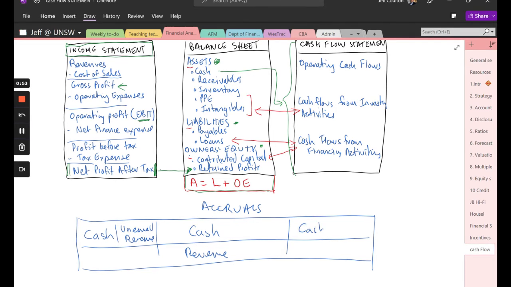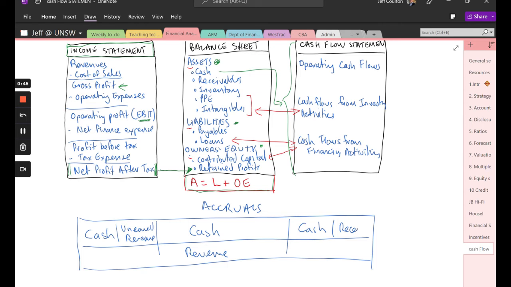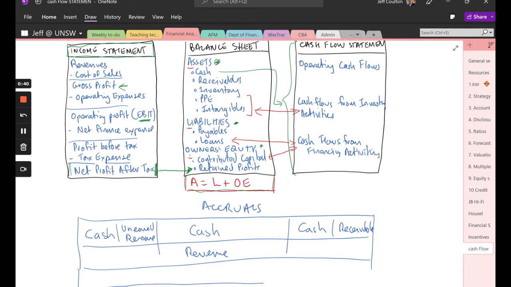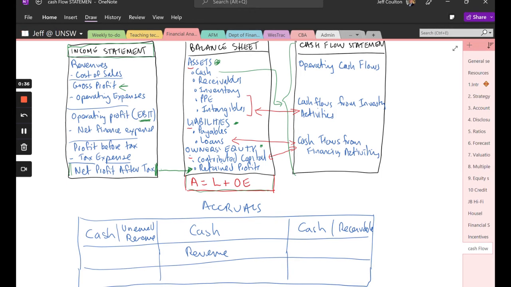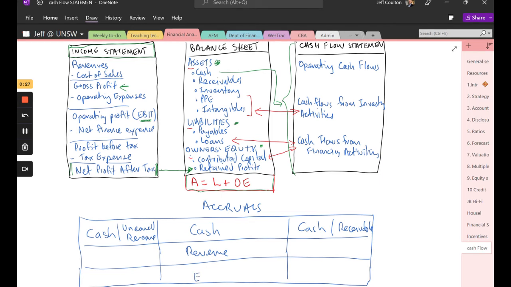Sometimes cash comes in after the associated revenue. That's where the customer pays us on an invoice. So that's where we'd get a receivable coming up. So cash can be paid before, during, or in the period after the associated revenue was recognized. The same thing happens for expenses.